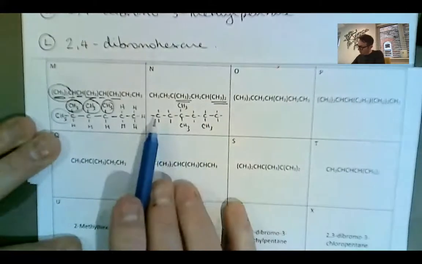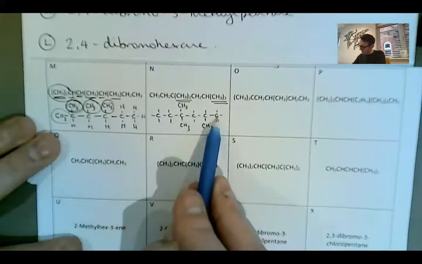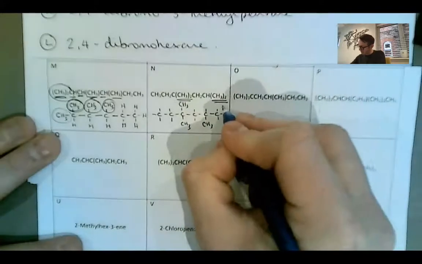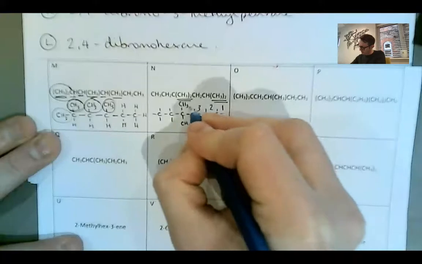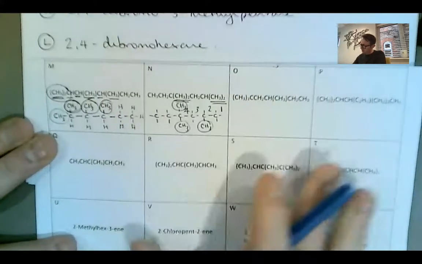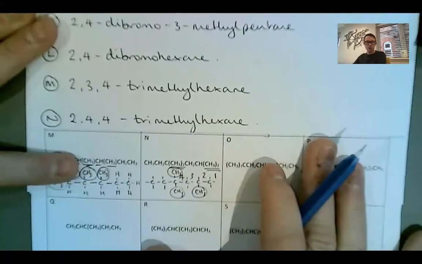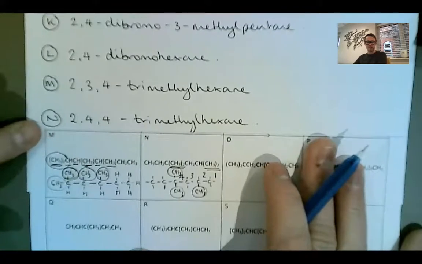So again, it's another example where I've got a 6-carbon chain. 1, 2, 3, 4, 5, 6. If I number it from this end, 1, 2, 3, 4, I've got a methyl on 2 and 4 and 4. So it is 2, 4, 4 trimethylhexane. Okay.